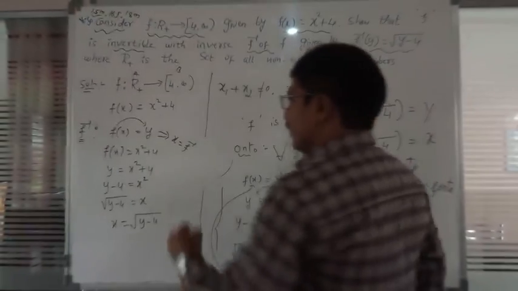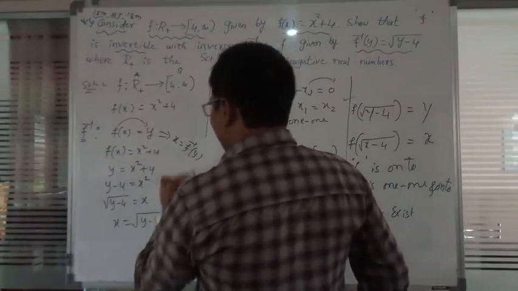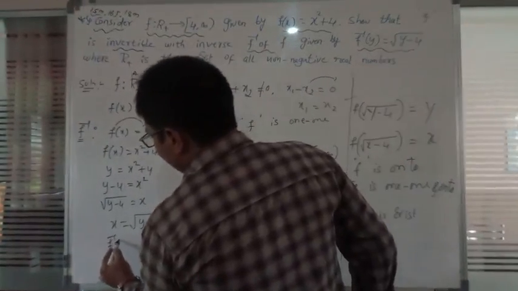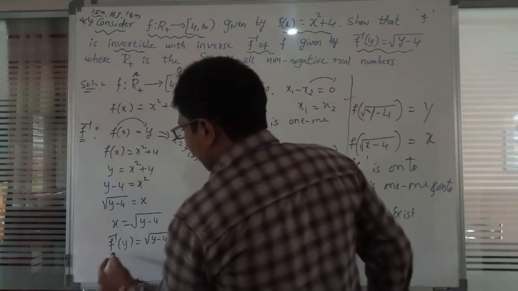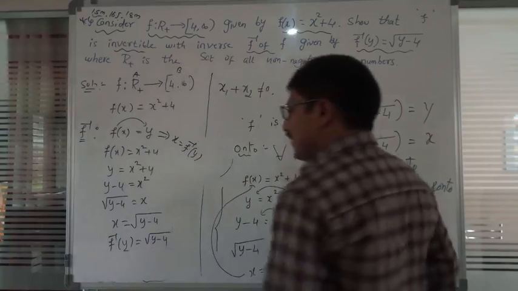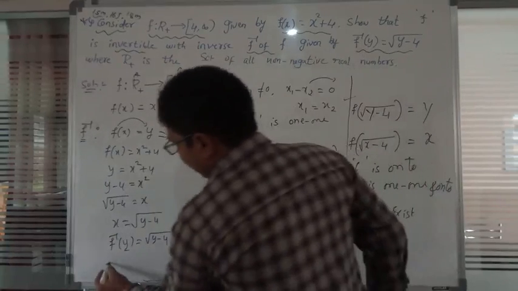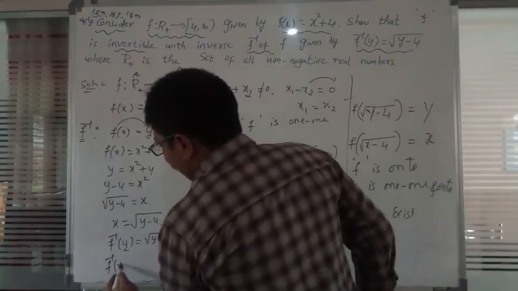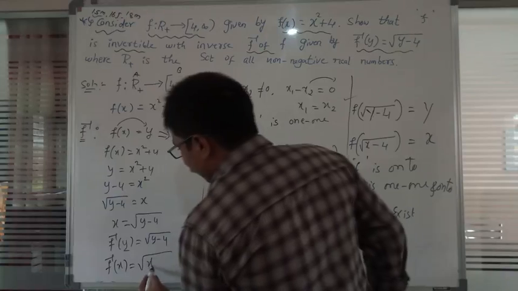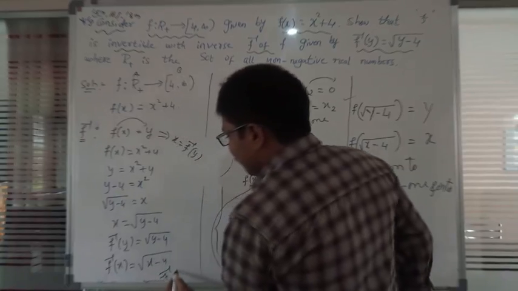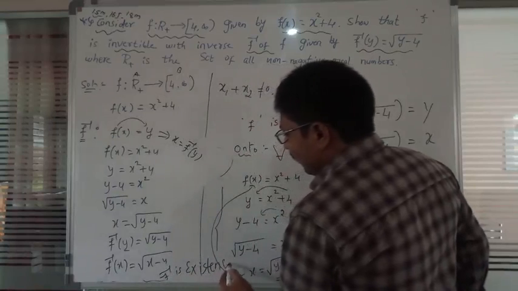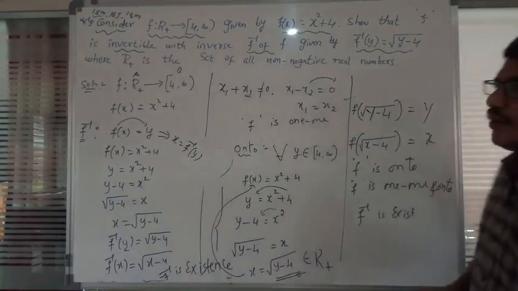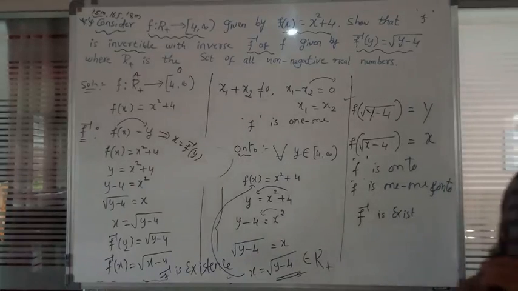So it becomes f inverse of y. It means that f inverse of y is equal to root of y minus 4, and here y is there. If suppose I keep x, then that is also root of x minus 4. So f inverse exists. F inverse exists. It is completed for the 5 marks. Very simple. Okay na?